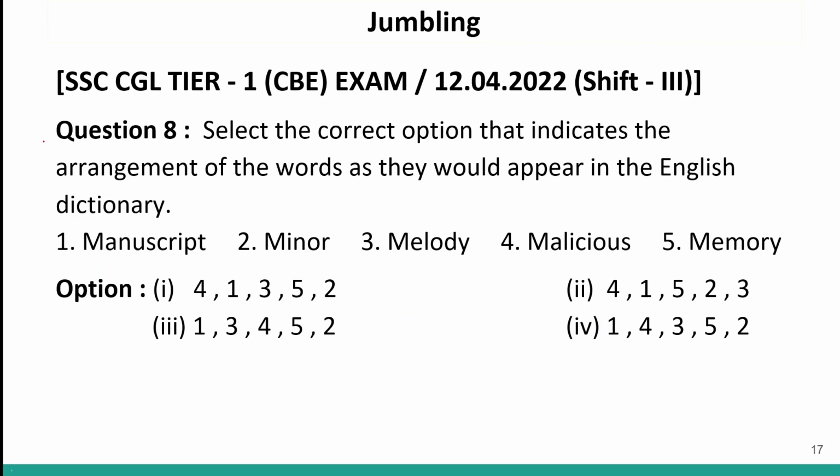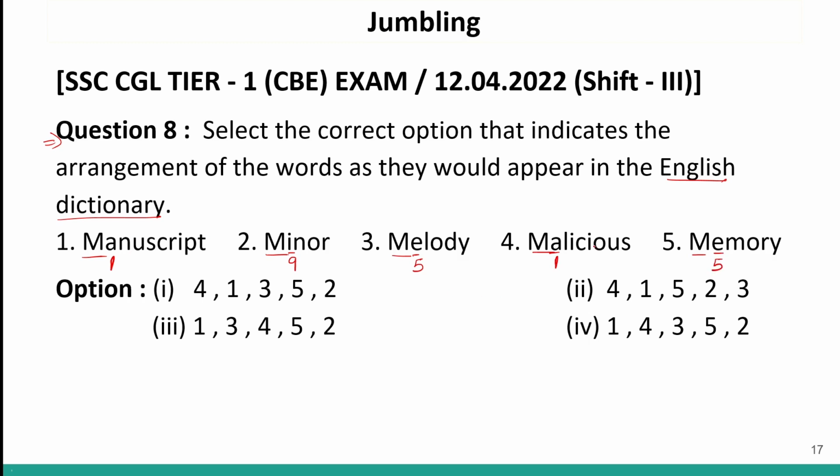Now, question number 8. We have to arrange them in English alphabetical order, English dictionary order. So I can see M is common. Manuscript, minor, melody, malicious, and memory. M is common. We will move on to the next letter. Here we have A, which is 1. Here we have I, which is 9. Here we have E, which is 5. Here again we have A, which is 1, and here again we have E, which is 5.